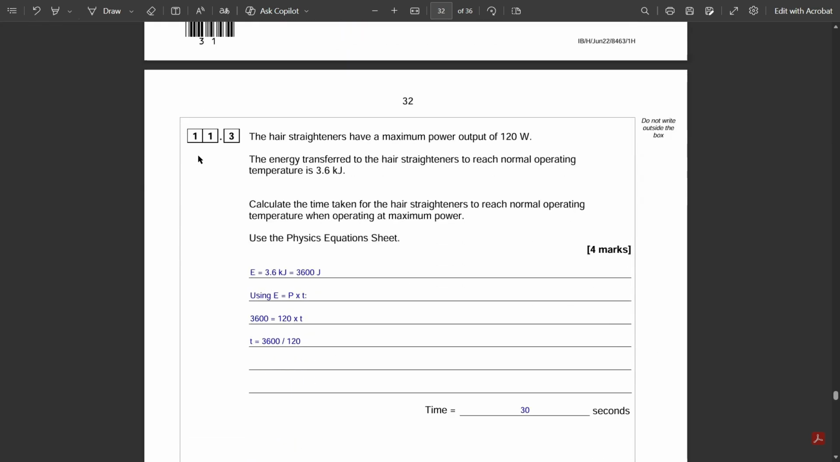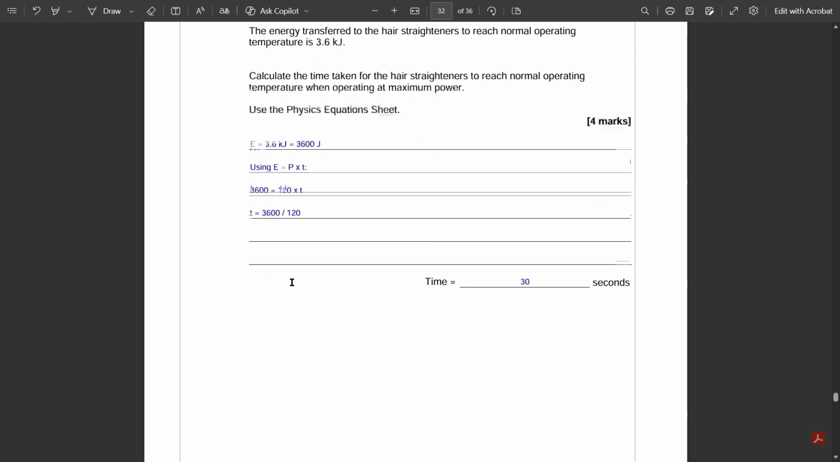And then for 11.3, the hair straighteners have a maximum power output of 120 watts. The energy transferred to the hair straighteners to reach normal operating temperature is 3.6 kilojoules, or just 3,600 joules, and we're meant to calculate the time taken for the hair straighteners to reach normal operating temperature when operating at maximum power. Use the physics equation sheet. Well, as I said, 3.6 kilojoules is 3,600 joules, and using the formula energy equals power times time, we get the formula of 3,600 equals 120 times t, rearranging to get t equals 30 seconds.